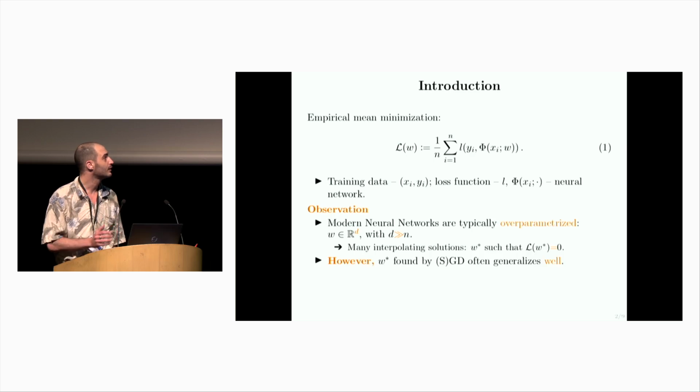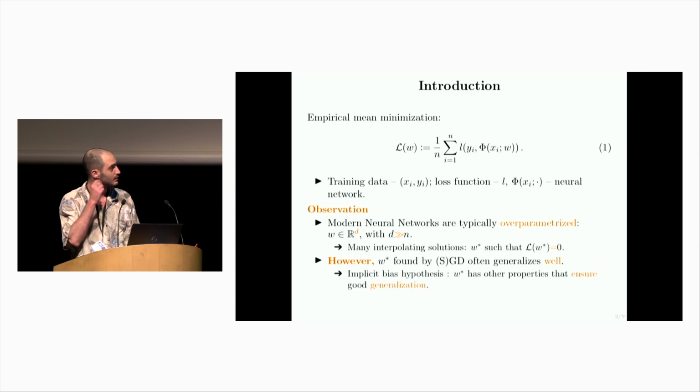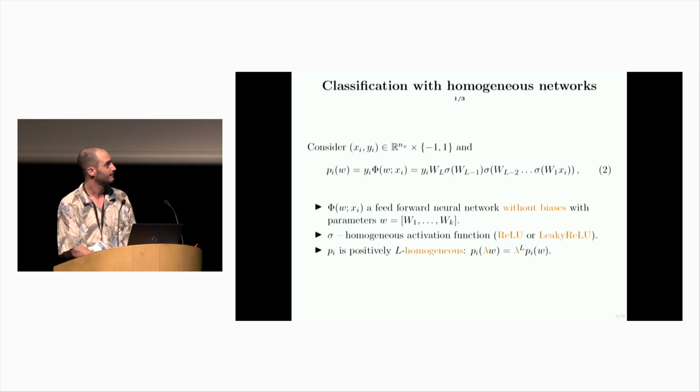However, often, empirically, we observe that the points found by simple algorithms such as gradient descent or stochastic gradient descent often have good generalization properties. This has led to what in the community is called the implicit bias hypothesis. So we are biased by the fact that there is an algorithm that chooses an interpolation point. And this talk is a small, humble contribution in this direction.